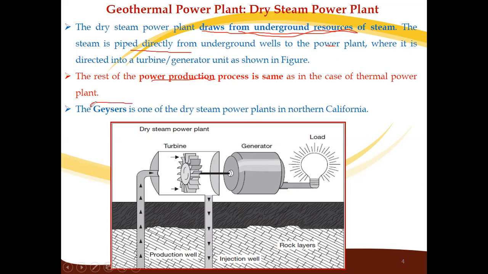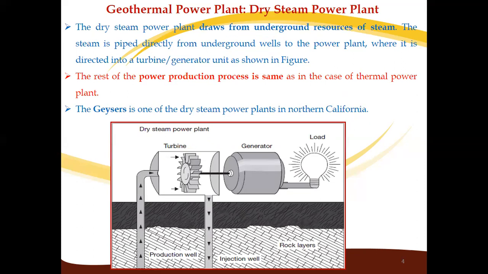The Geysers is one example of a dry steam power plant, in Northern California. This type of dry steam power plant is available in Northern California, where by using dry steam, we convert the thermal energy of steam into electrical energy. So this is the first type of power plant, the dry steam power plant.